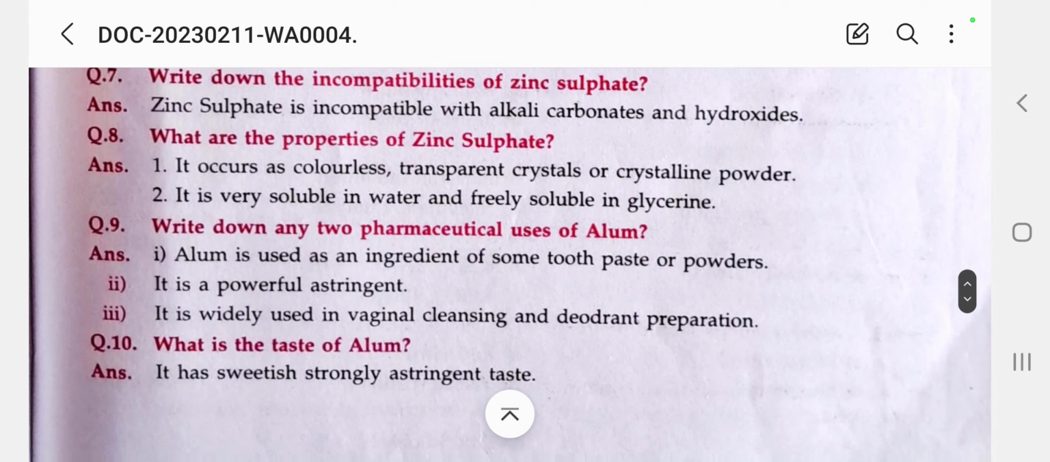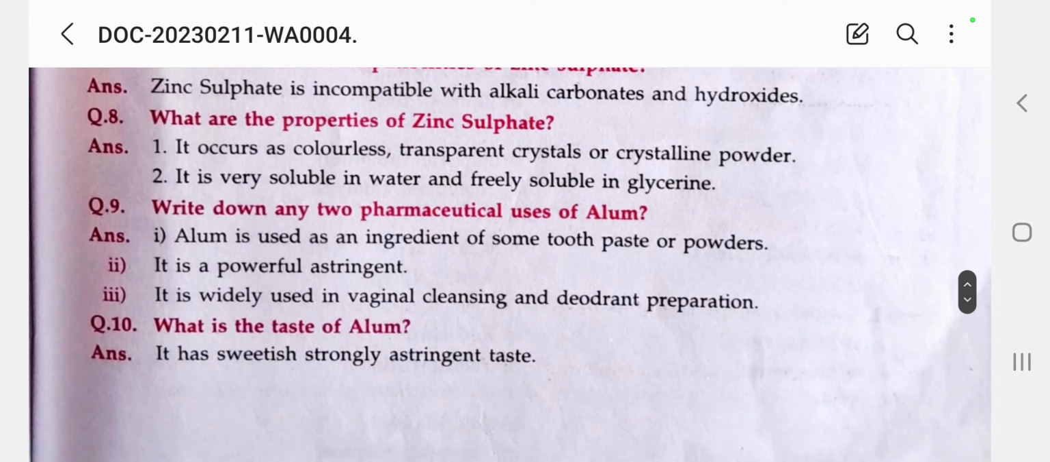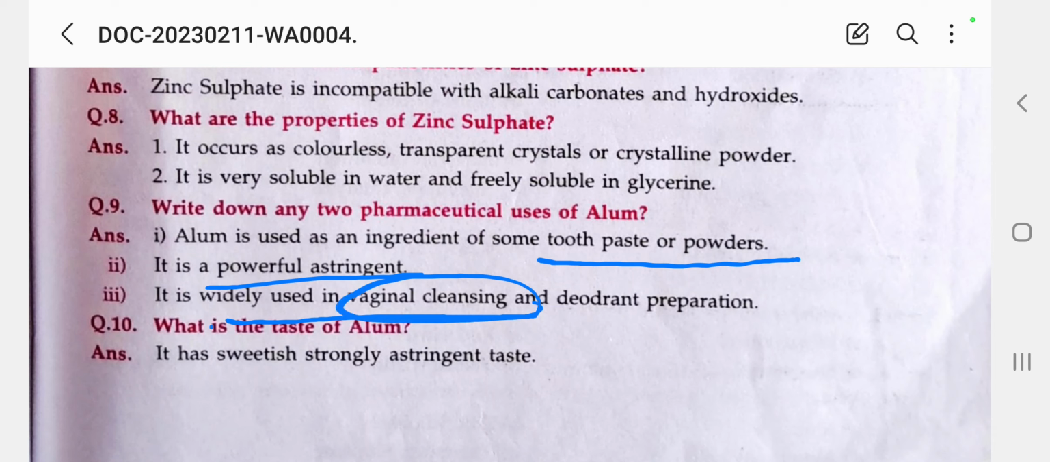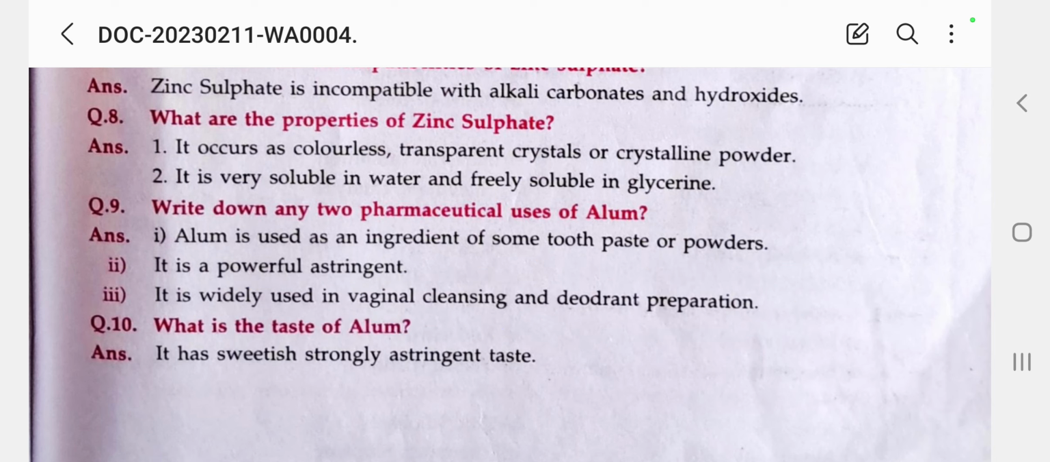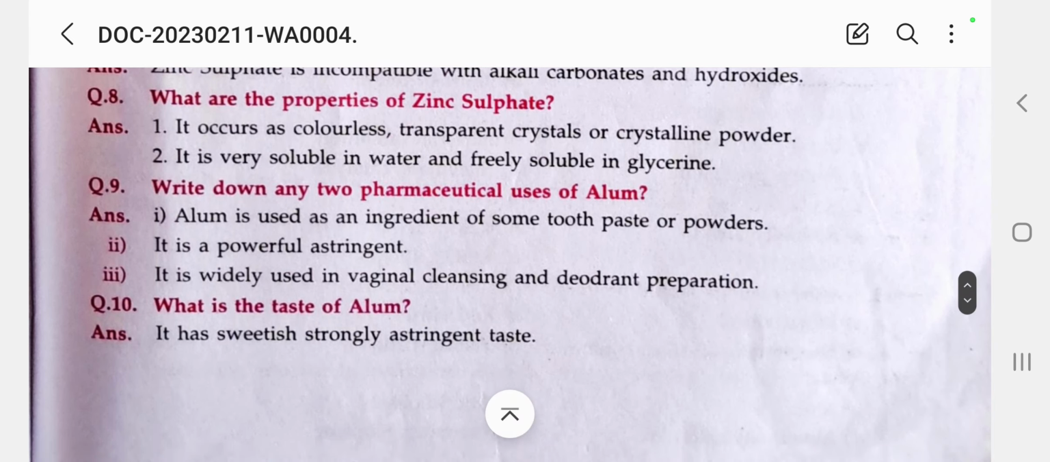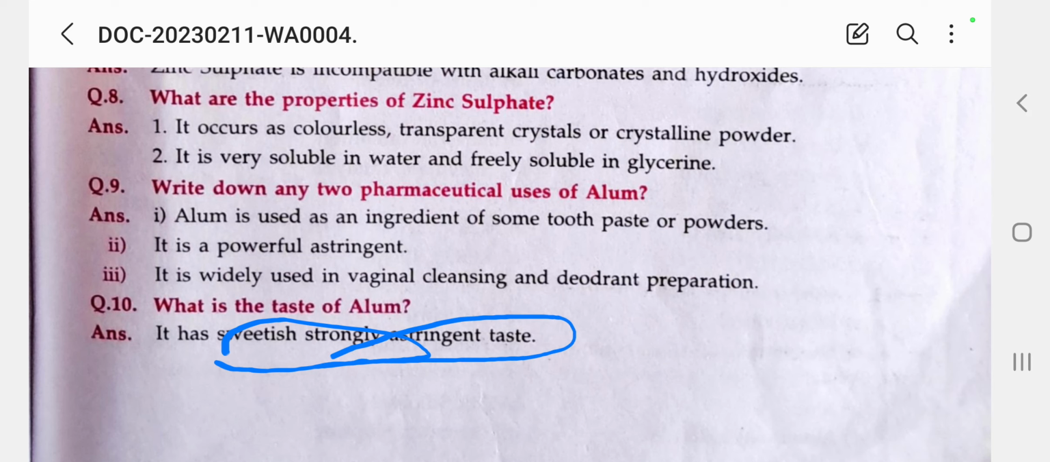Next, write down any two pharmaceutical uses of alum. Alum is used in some toothpastes and powders. It is a powerful astringent. It is widely used in vaginal cleansing and deodorant preparations. Next, what is the taste of alum? It has a sweetish, strongly astringent taste.